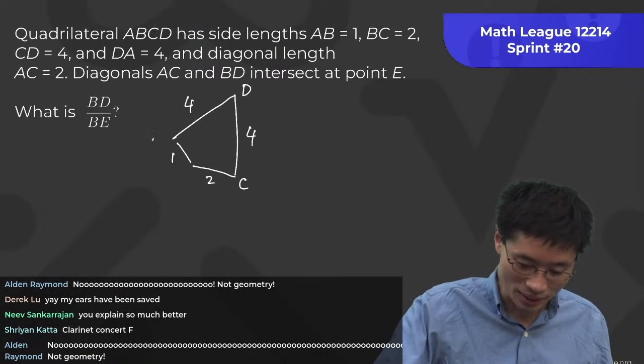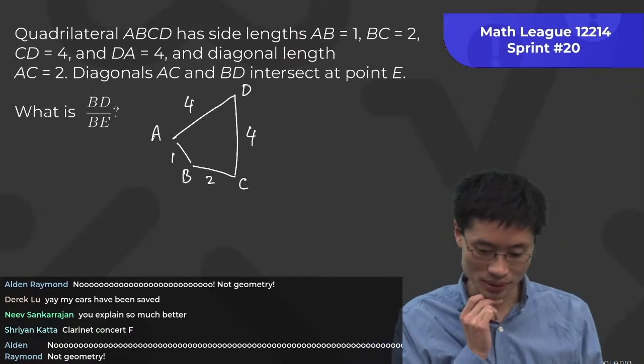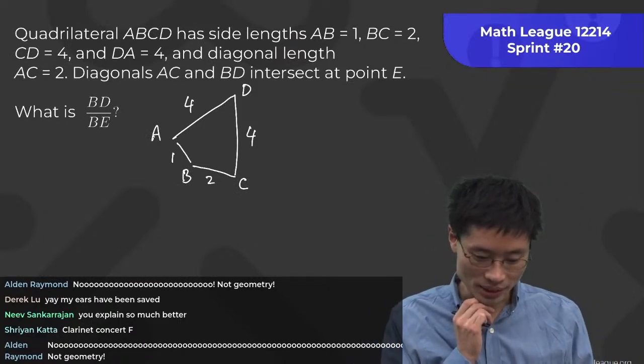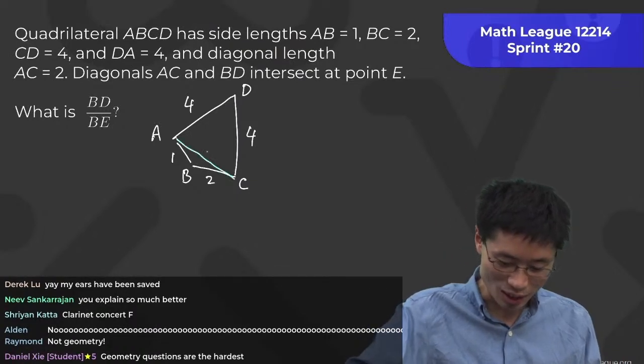I'm just trying to get a sense of this. AB. Does that look right? AB is 1, BC is 2. Yeah, okay. And then I also have the diagonal length AC is 2. Oh boy, that's not 2. This is like a lot more than 2.